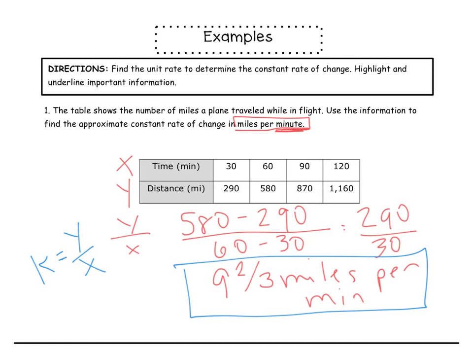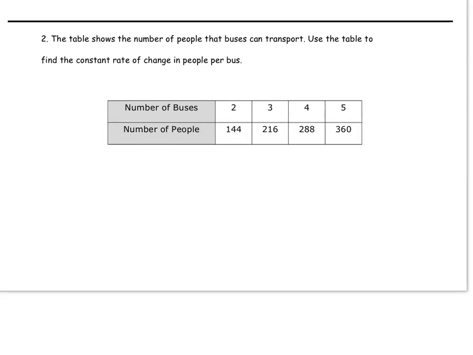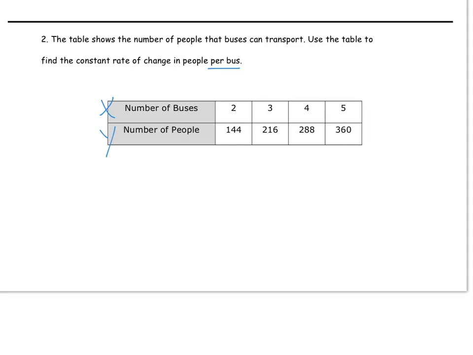Let's scroll on down. Okay, the table shows the number of people that buses can transport. Use the table to find the constant rate of change per bus. So we're talking about per bus. The number of buses is our x. The number of people is our y. So it doesn't really matter which two you choose to take from. You could take from the first two right here, or you could opt to do from these two. It doesn't matter.